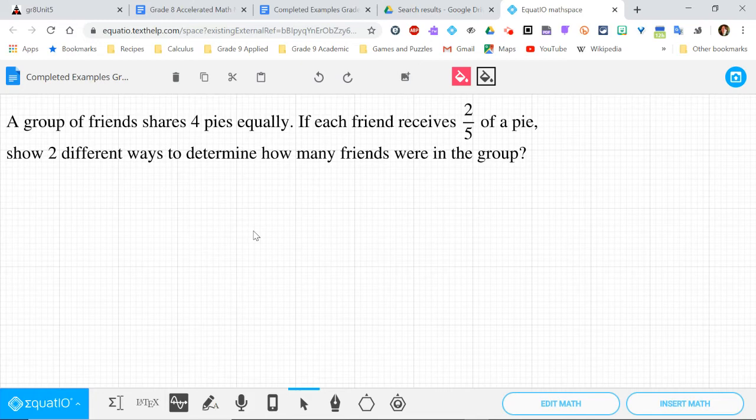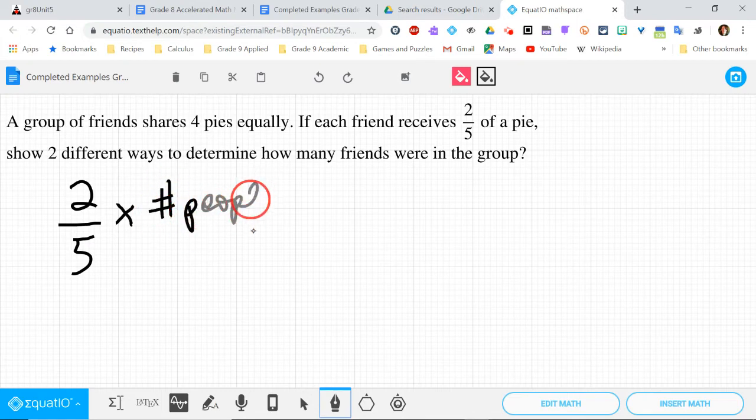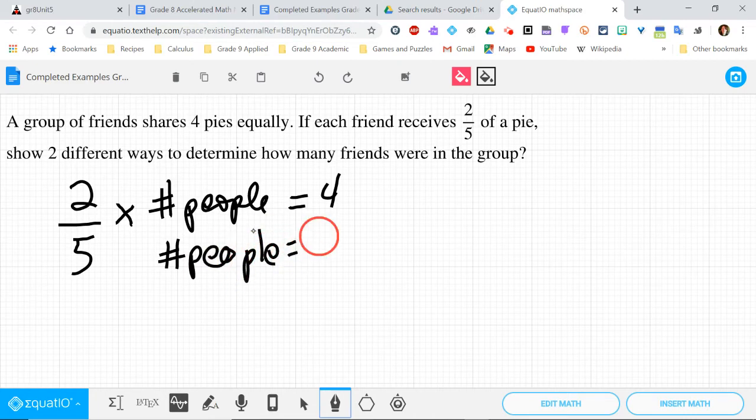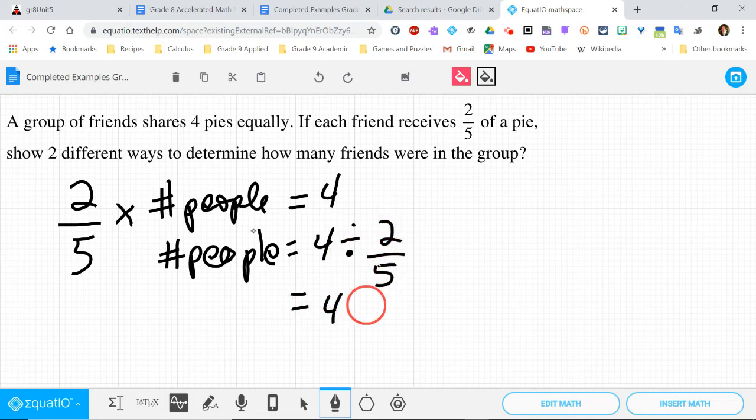2/5 of the pie, when we multiply that, oops, so I know that 2/5 multiplied by the number of people has to equal 4. And I know that because there's 4 pies in total. So if I want to get the number of people by itself, I can rewrite this as 4 divided by 2 over 5, which becomes 4 multiplied by 5 over 2.